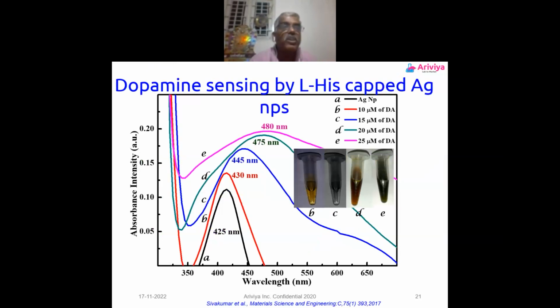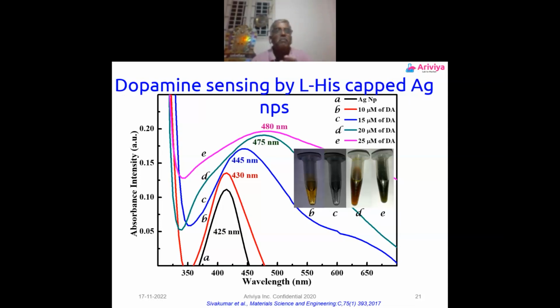Not only that, dopamine is another chemical that is very useful for our neurons. When the quantity of dopamine varies, we get neuro disorders. So we want to check the availability and quantity of dopamine in fluids. On that basis, we developed L-cysteine based silver nanoparticles to detect dopamine, qualitatively and quantitatively, whether it's available in the solution.